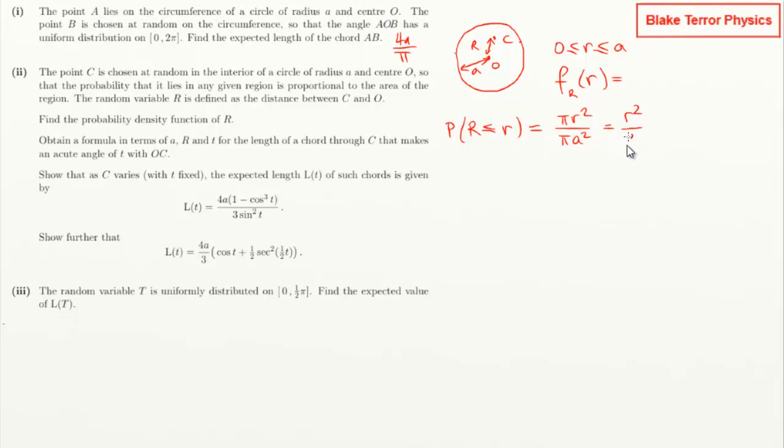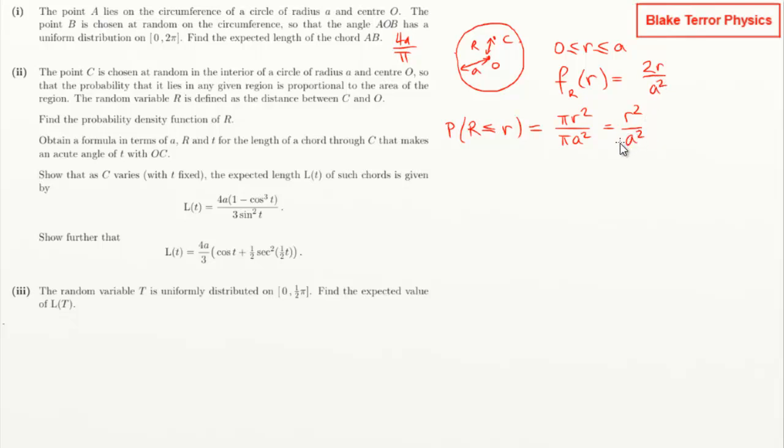So we've got r squared over a squared. That's our probability. Essentially, integrating our probability density function from 0 up to r is giving us that. So if we want to get back to our probability density function, we need to differentiate this, and we're going to get 2r over a squared, which is our probability density function.